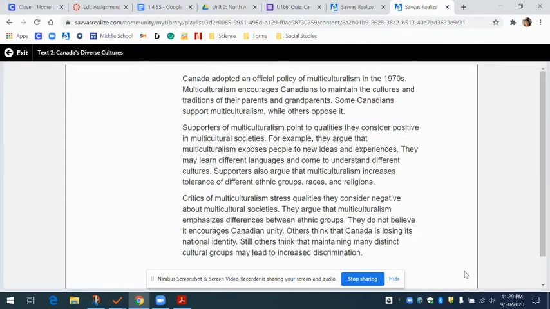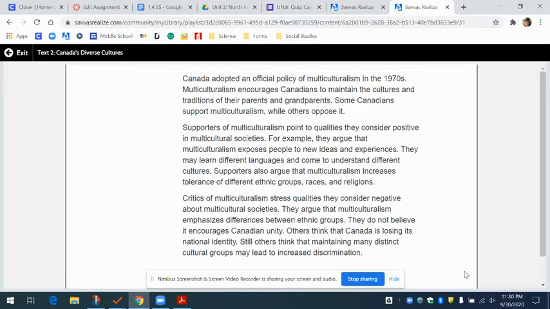Supporters of multiculturalism point to the qualities they consider positive in multicultural societies. For example, they argue that multiculturalism exposes people to new ideas and experiences. They may learn different languages and come to understand different cultures. Supporters also argue that multiculturalism increases tolerance of different ethnic groups, races, and religions.